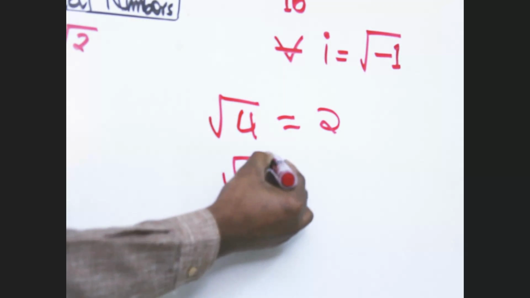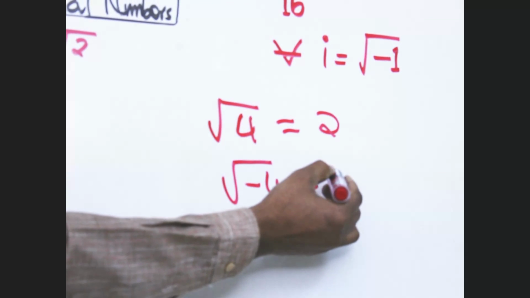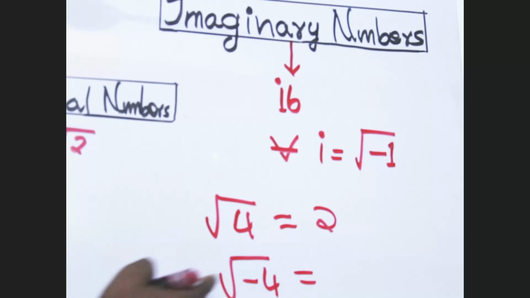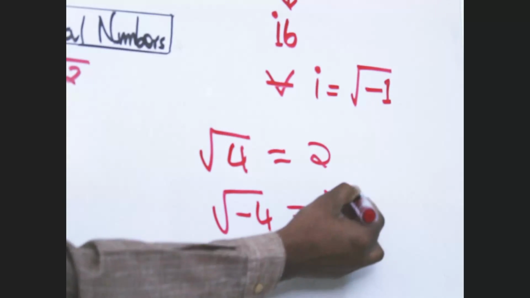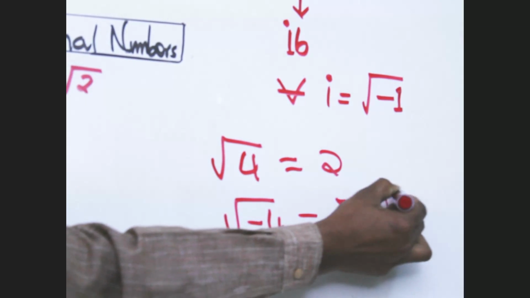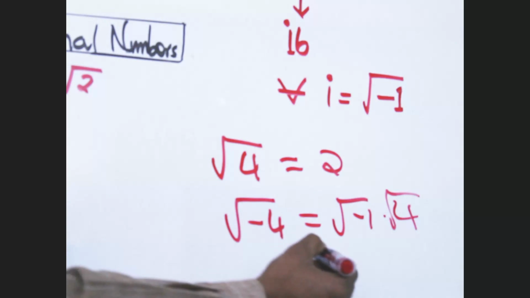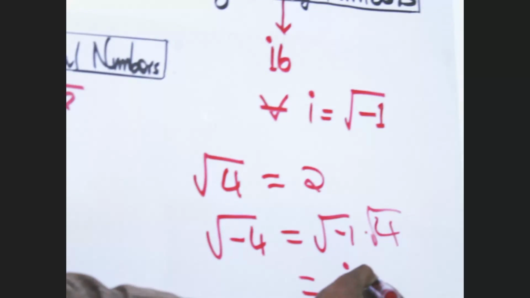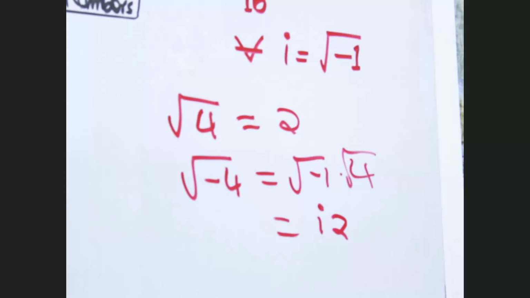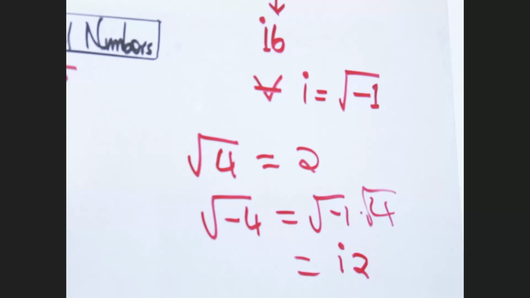But if you have root -4, we don't have a real answer. So we write it as root of -1 multiplied by root of 4. The root of -1 is equal to i, and root 4 is equal to 2. So we write 2i. This is indicating the imaginary system.